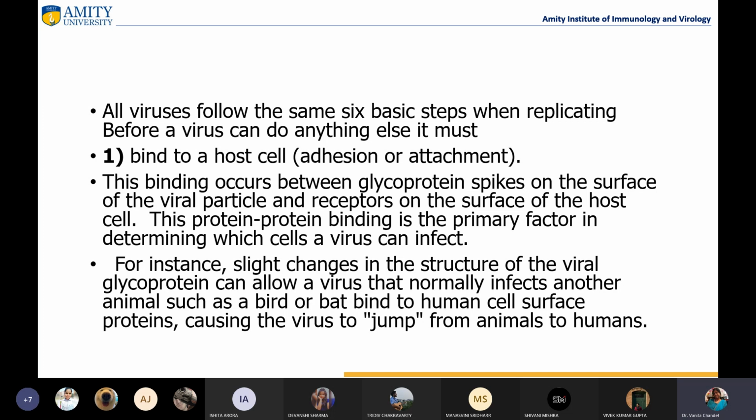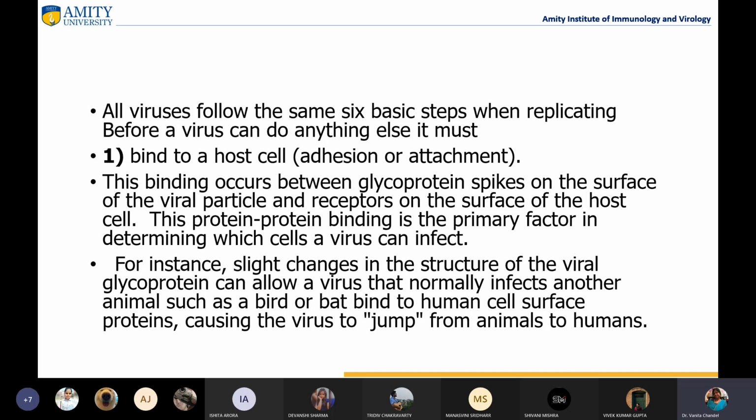So the first step is always attachment, how they bind to the host. This binding takes place between the glycoprotein spikes which are present on the surface of the viral particles and the receptors which are present on the host cell. In one slide I've given examples of the different kinds of receptors which different viruses recognize, and then they infect or get entry into the host cells. The protein binding is the primary factor in determining which cells a virus can infect.